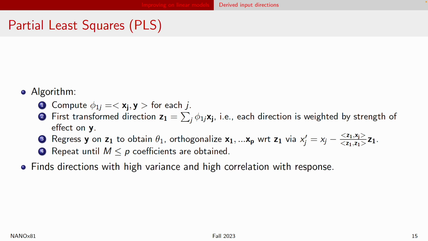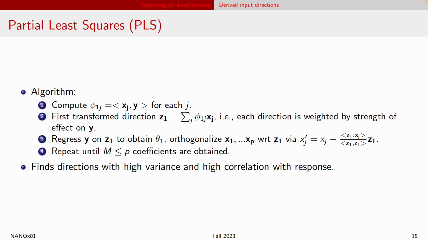So in other words, your first transform direction is each of the directions weighted by the strength of the effect on y. What you're computing here is the strength of the effect of that particular input direction on your target vector y. When you construct this transform direction, you are saying that if a particular direction has a bigger influence on my y, I'm going to give it a bigger weight. Sounds very logical, right?